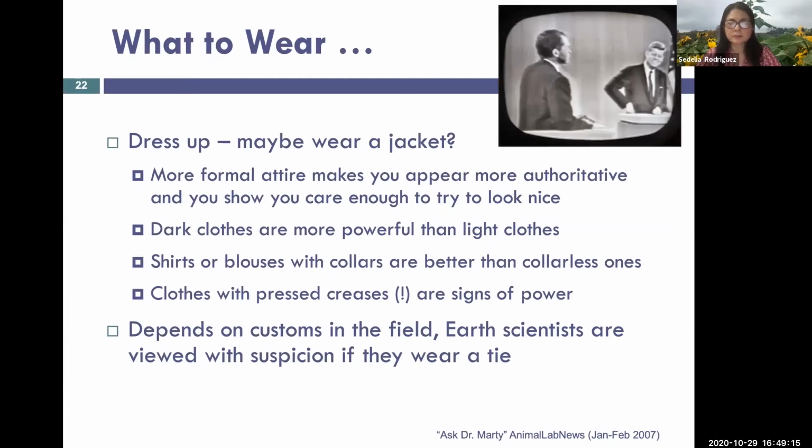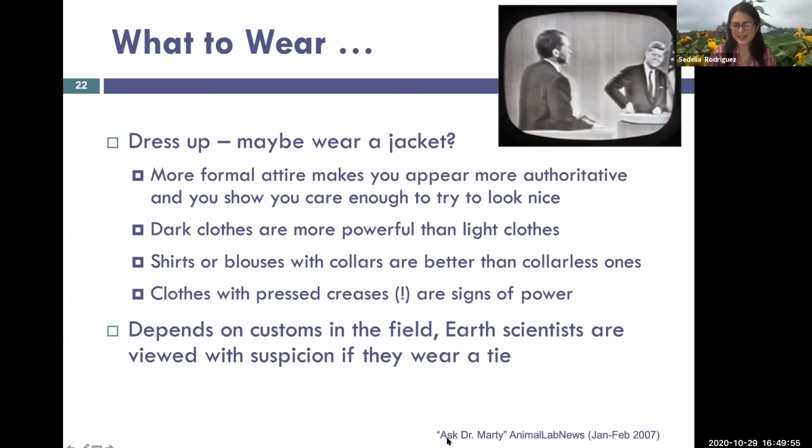What to wear. I think nowadays things are a little bit less formal, but some of us still like to get a little dressed up when we give a presentation, to show how important it is to us. So dress up. Maybe wear a jacket. I don't know if we want to go that far, but maybe a nice shirt. More formal attire makes you appear more authoritative, and shows you care enough to try to look nice. Darker clothes are more powerful than light clothes, and shirts or blouses with collars are better than collarless ones. Clothes with pressed creases are a sign of power.